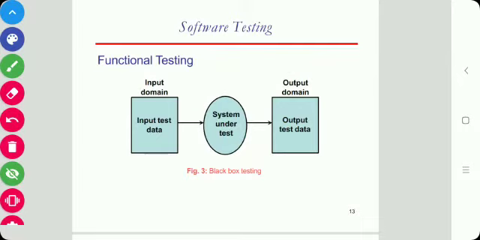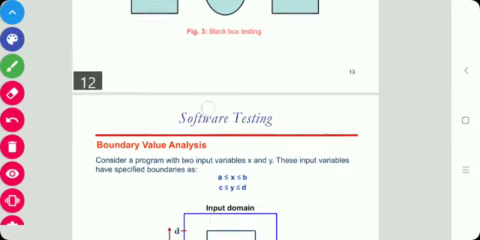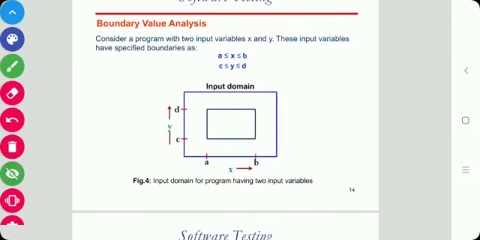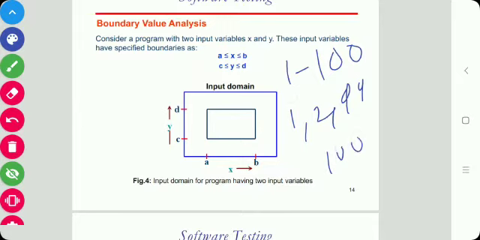The techniques which are used for functional testing are: first is boundary value analysis. Experience shows that test cases that are close to the boundary condition have higher chances of detecting an error. So if the value of x is between 1 and 100, then the boundary values are 1, 2, 99 and 100. So minimum plus 1, maximum minus 1. These are the boundary values.